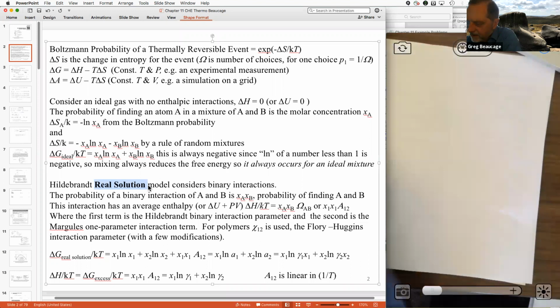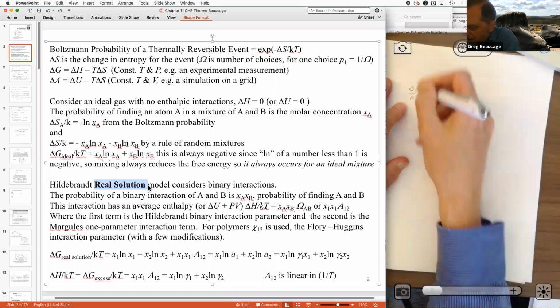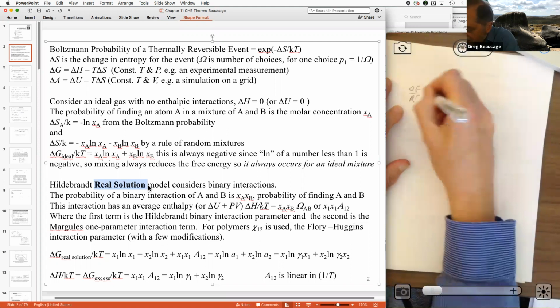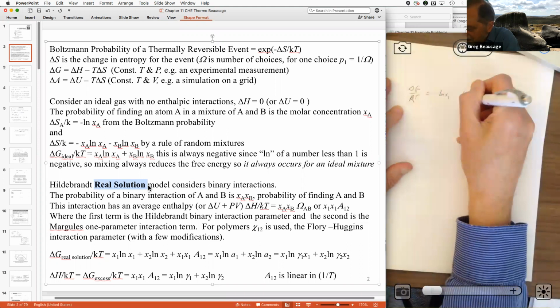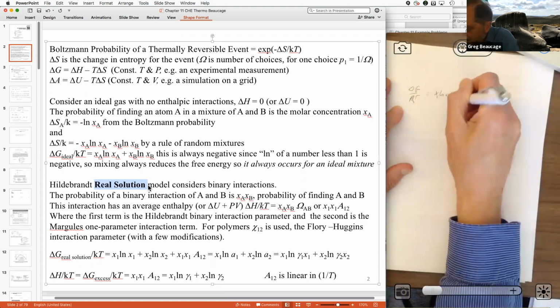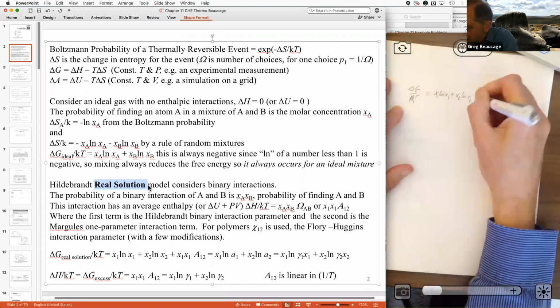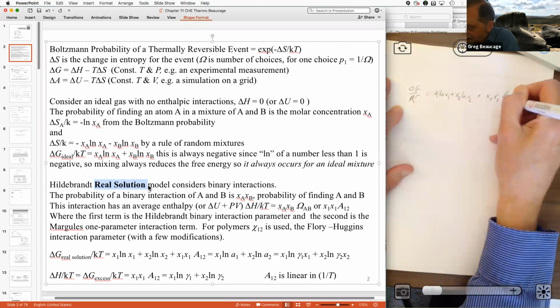You have delta G over kT, or if we're doing per mole, over RT, equals x1 ln x1 plus x2 ln x2. Those are the two entropies, and their mixing rule is that they go with x1, x2. Then you're going to add this binary interaction, x1 x2 times A12.